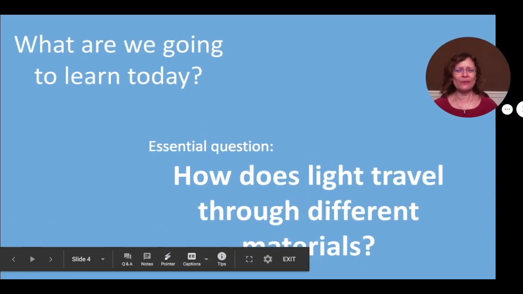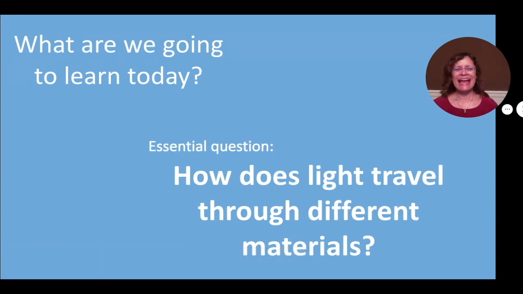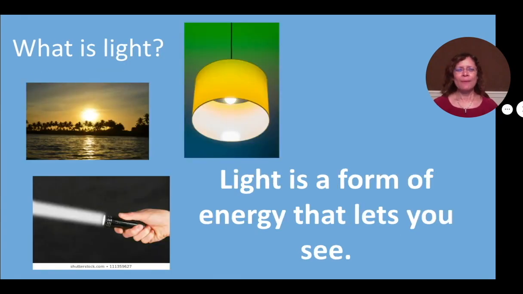So, what are we going to learn today? Our essential question is, how does light travel through different materials? Today, we're going to learn about different types of materials. We will learn words to describe whether or not a beam of light can pass through these different materials as we build a stained glass window. Before we start that project, we need to learn some things first.